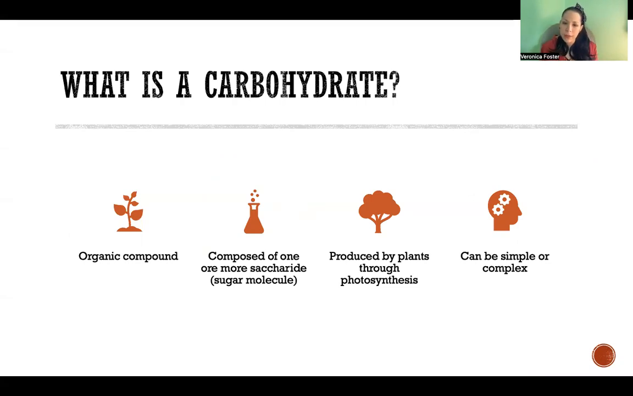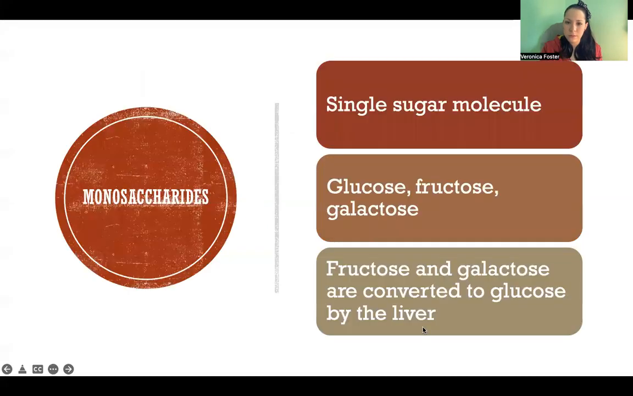Carbohydrates are produced by plants through photosynthesis. So ultimately, all of the energy that is passed through our entire food chain starts with the light energy from the sun. And then plants, through photosynthesis, transform that light energy into food energy. So in plants, that's carbohydrates. So carbohydrates are the source of food for plants and for any animals that eat those plants. And then carbohydrates, as I mentioned, can be simple or complex.